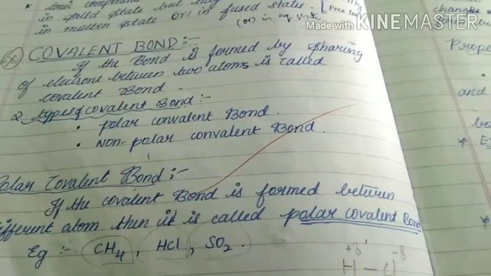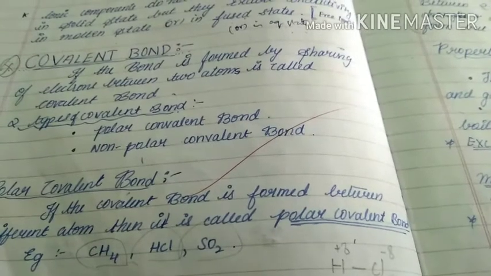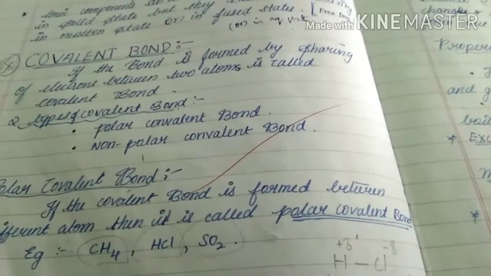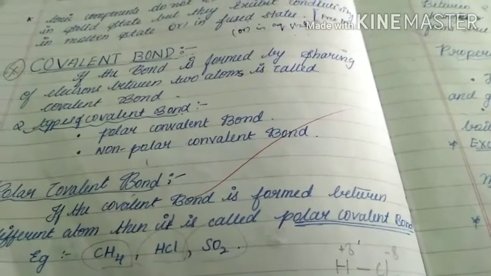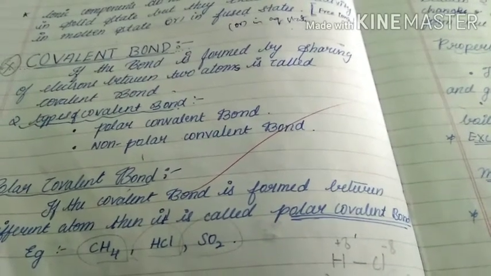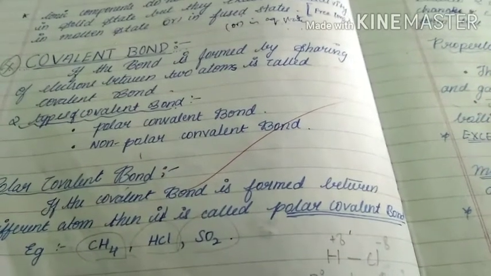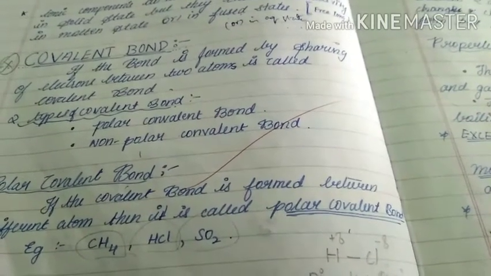Good morning, students. This is the next topic in the chemical bonding chapter, that is covalent bond. Till now we discussed ionic bond, factors favorable for the formation of ionic bond, and properties of ionic bond. Now we will discuss covalent bond.